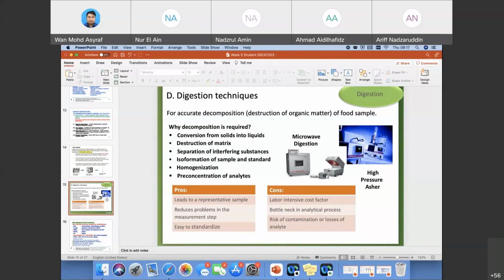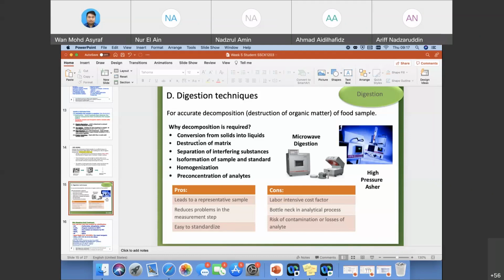Okay, so that's why when we look at dry ashing or digestion techniques, we are destroying the organic matter, because we don't want that organic matter to interfere with your inorganic analysis later on. So why is decomposition required? Why do we want to destroy this organic matter? We want to convert the solids into liquid.